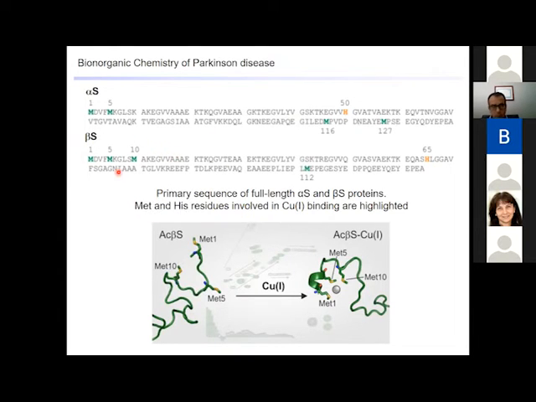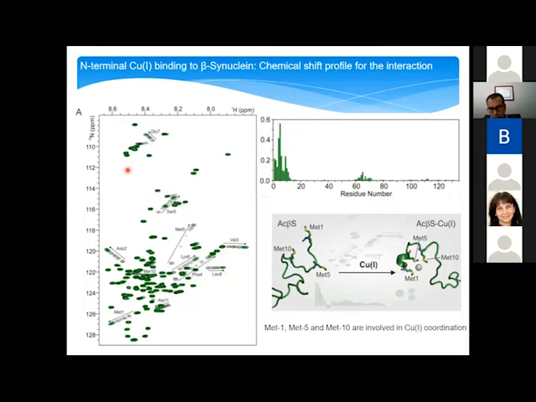Interestingly, compared with alpha-synuclein at the N-terminus, both proteins have a high homology in this N-terminal region, but there is an extra methionine at position 10 in beta-synuclein. We studied the interaction with copper-1. This is the interaction profile, and we found that the three methionines at positions 1, 5, and 10 were involved in copper binding, and the copper binding was 10 times higher than the high affinity binding site in alpha-synuclein.